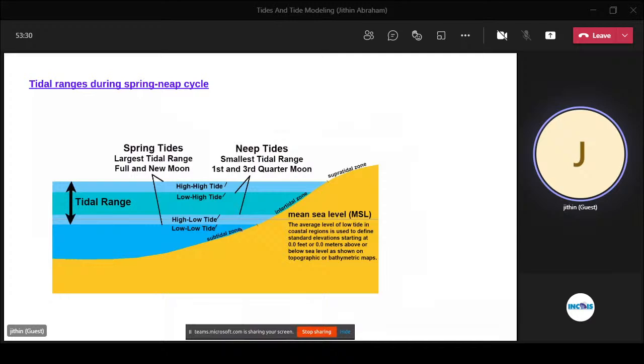Here we can see that the largest tidal range occurs during the full moon and new moon, where the Earth, Moon, and Sun are in the same alignment. During that time, the difference between high tide and low tide will be largest, and during the neap period, the tidal ranges will be smaller.